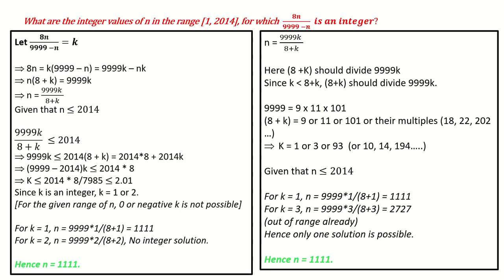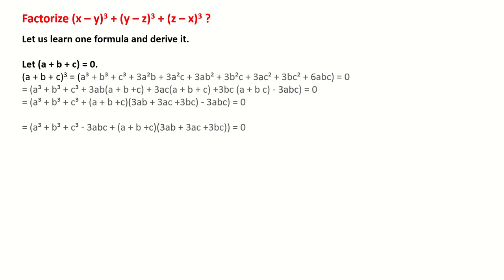Okay, next. Factorize (x minus y) whole cube plus (y minus z) whole cube plus (z minus x) whole cube. I chose this question just to teach one formula, which is very important. So let's do that. Let's assume that a plus b plus c equal to 0. Cubing on both sides, I get (a plus b plus c) whole cube equal to the expression given here, which is equal to 0.